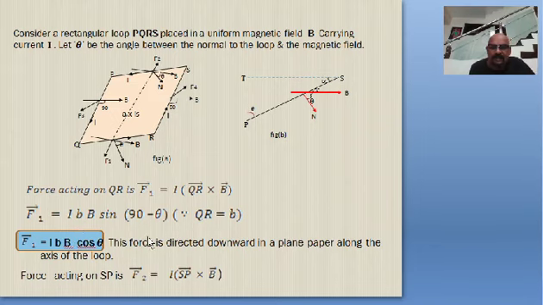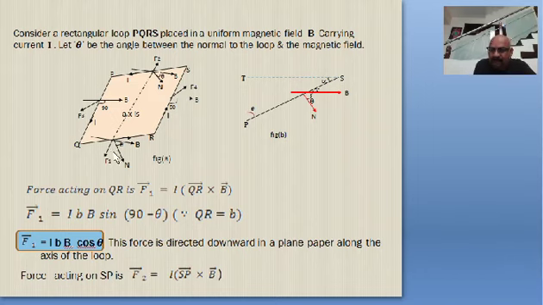So the force is equal to I b B sin(90 minus theta), which is equal to I b B cos theta, and this force is directed downward in the plane of the paper along the axis of the loop. That means F1 is along the axis of the loop. If you want to find the direction, apply Fleming's left hand rule. According to Fleming's left hand rule, point the forefinger in the direction of the magnetic field and the middle finger in the direction of the current, and the thumb represents the direction of the force. In this case, the force is along the axis, downwards. So that is one important thing.